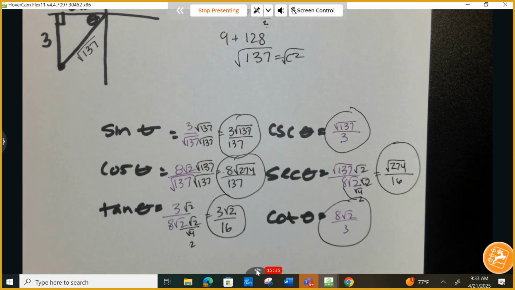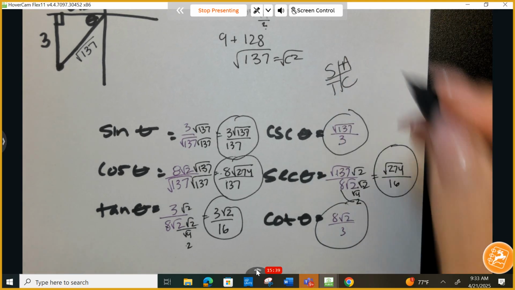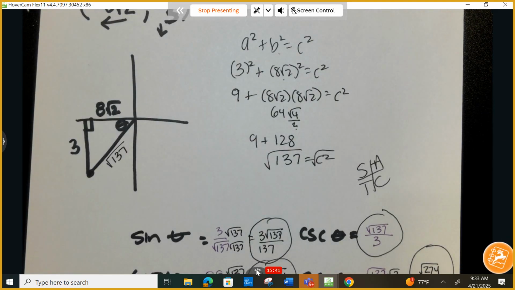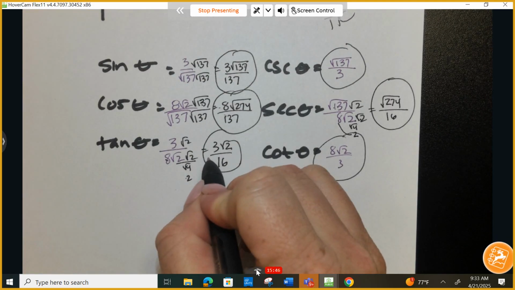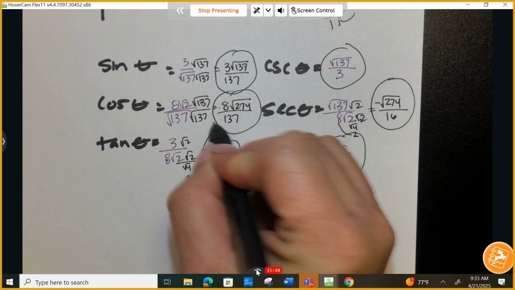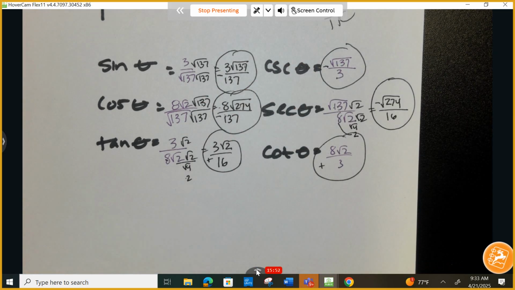Miguel, what am I forgetting to do? All Star Trig Class. All Star Trig Class. And I'm in quadrant 3. Only tangent and its reciprocal are positive. So I get a positive, a positive. Everything else gets one negative. Now, where does that negative go? As long as you have one negative on top, on the bottom, or in the middle, 1, you will get this right.